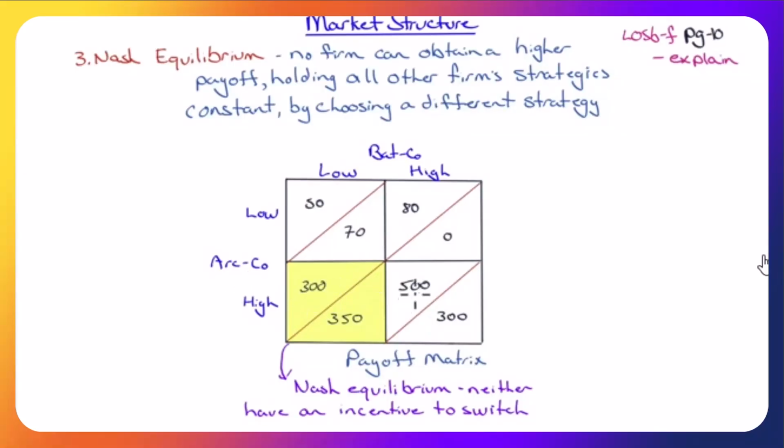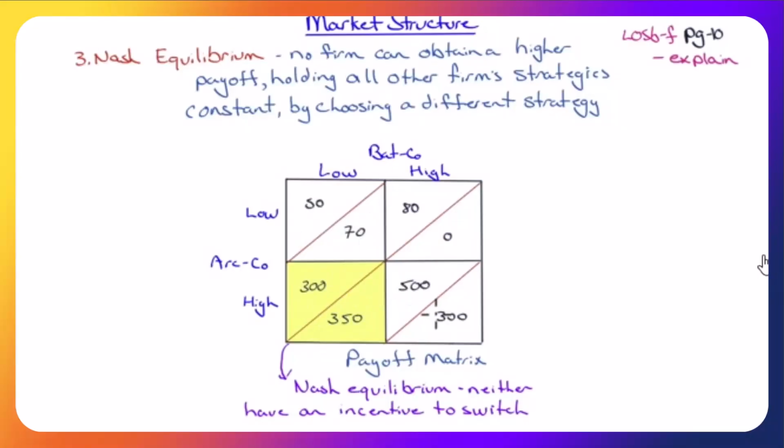ARCO would rather BATCO take high, but look what happens in this situation. ARCO has no motivation to move. It has a high price strategy. If it moves to a low price strategy, it's going to make 50, BATCO will make 70. That is worse for both. So ARCO is not going to go there.